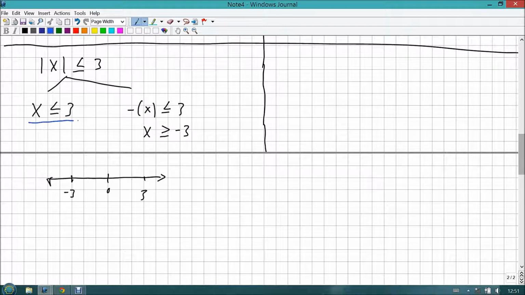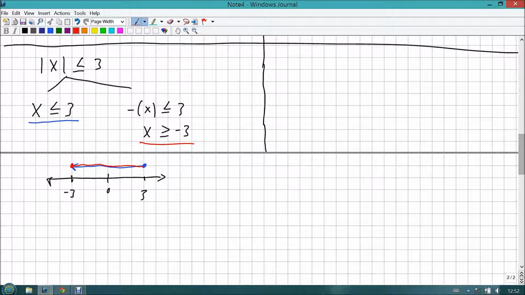So on this part, when it says the positive 3, it says that x has to be less than or equal to it. So I have a solid dot, and I'm going to the left. So all the numbers to the left of this solid dot are included. And then on the other portion, I have x has to be greater than or equal to negative 3. So at negative 3, I make a solid dot, and everything greater than that has to be included.